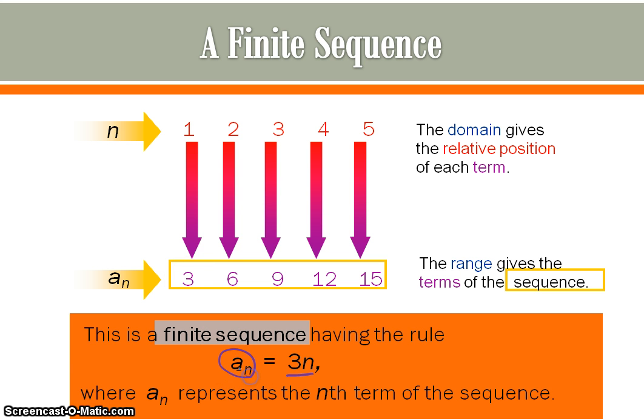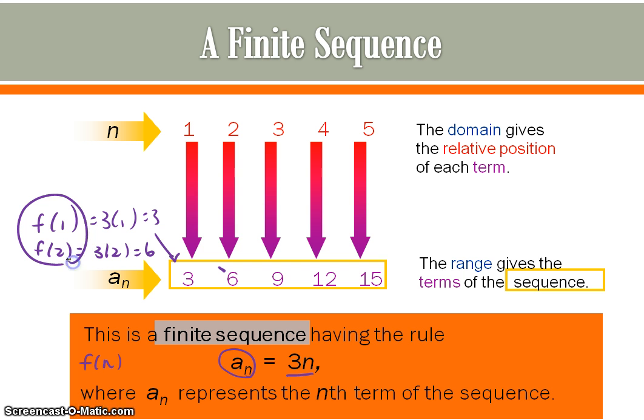So this a sub n notation is very similar to f of x or f of n notation. For example, if you found f of 1, and your f of n was 3n, it would be 3 times 1, or 3. If you needed to find f of 2, it would be 3 times 2, or 6, the second term.